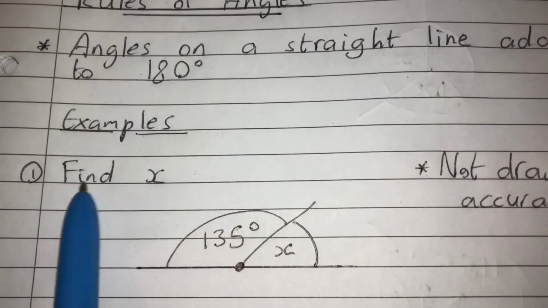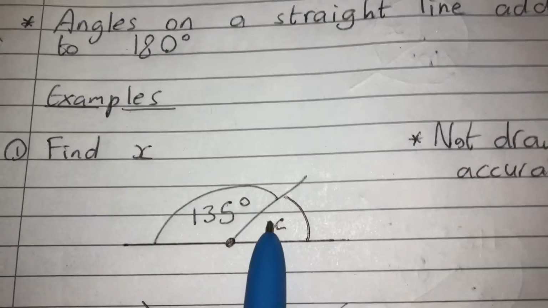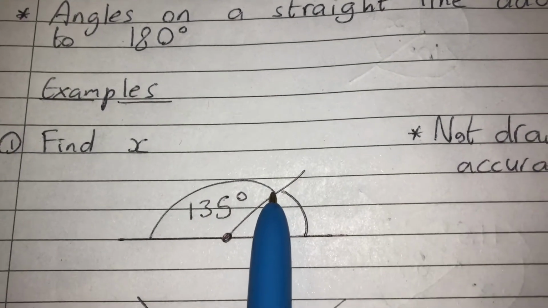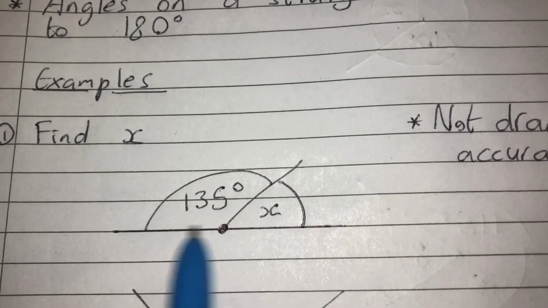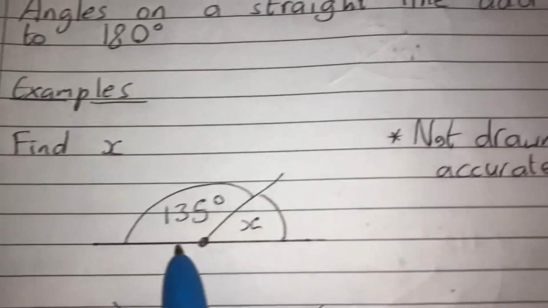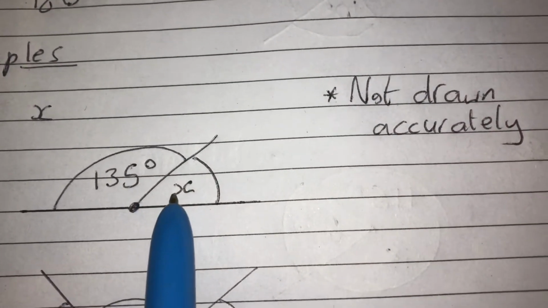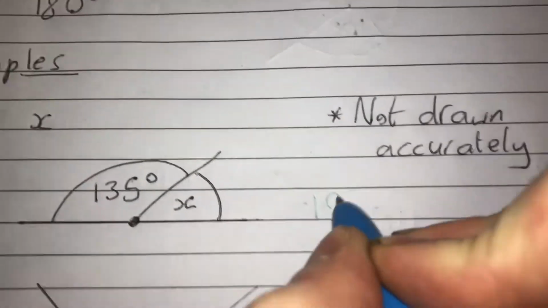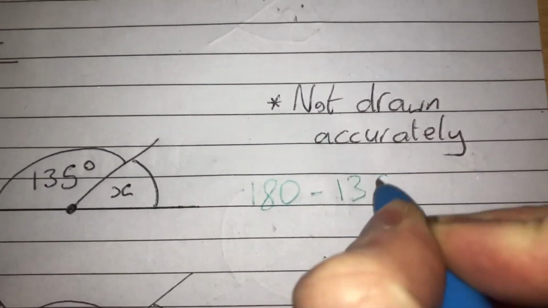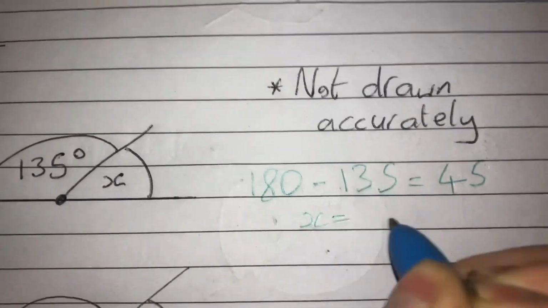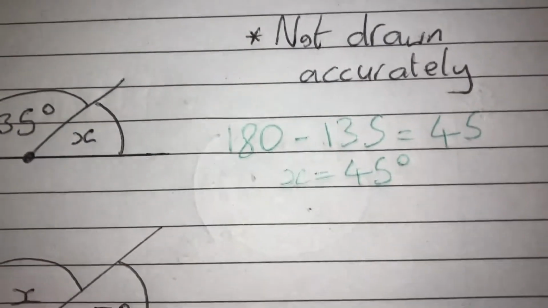So in this type of question, if I am asked to find x, I have this angle here of 135 degrees, an obtuse angle, and this angle that I don't know. Because both these angles lie on a straight line, and we know that angles on a straight line are 180 degrees, we simply find x by subtracting 135. Okay, so you do 180, take away 135, which would give me 45. So therefore x would equal 45 degrees.